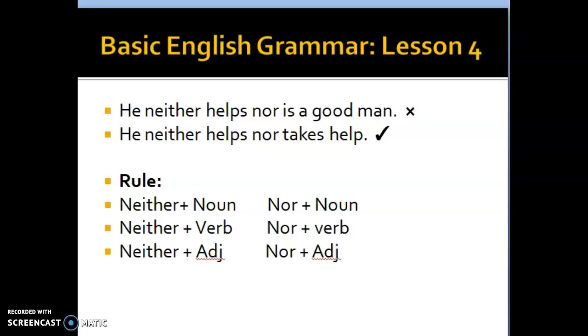The right example is "he neither helps nor takes help." So neither is followed by helps, which is a verb, and nor is also followed by a verb, takes.